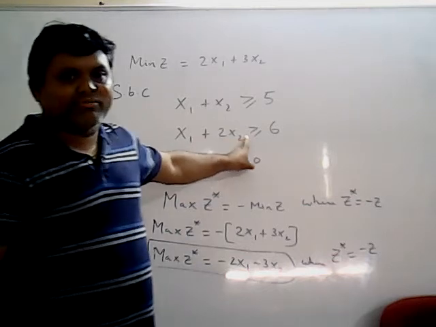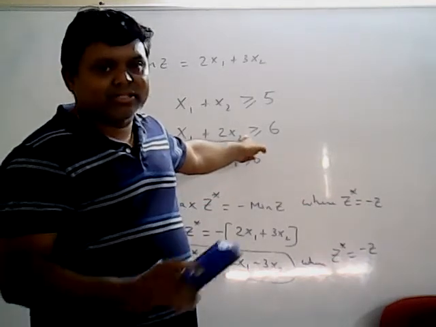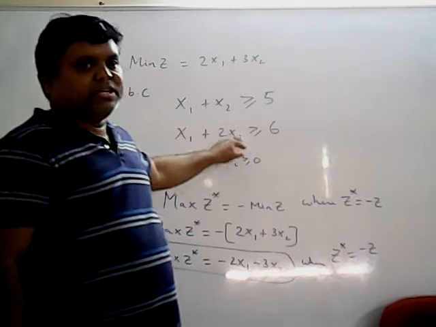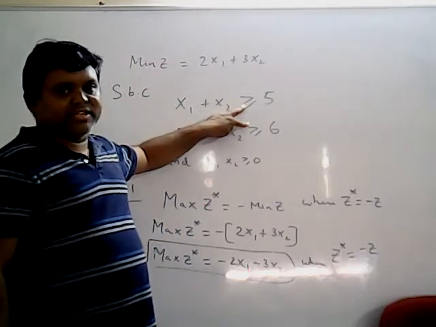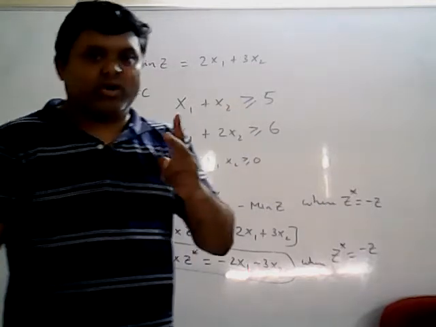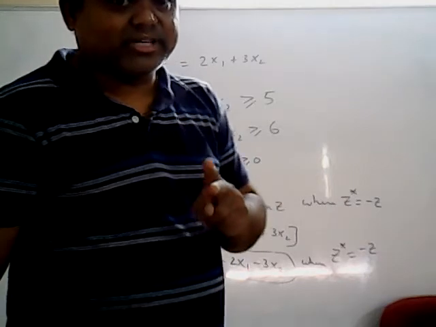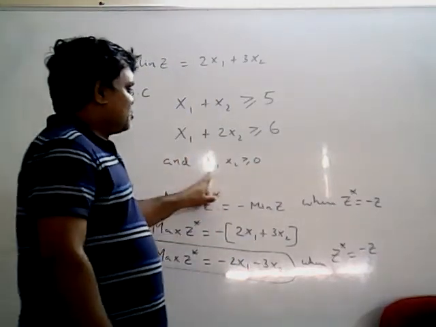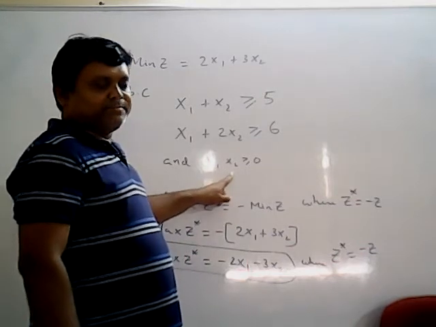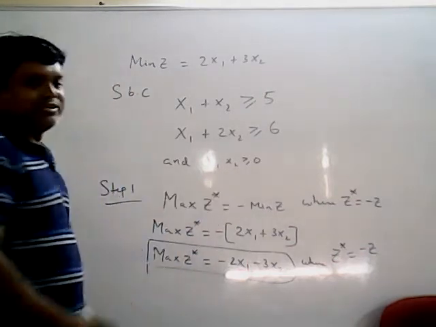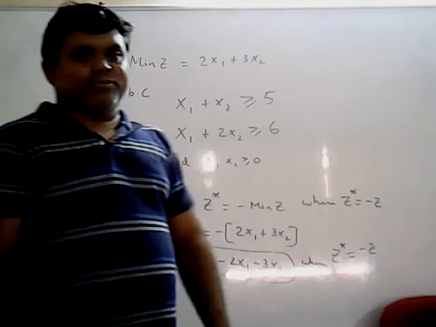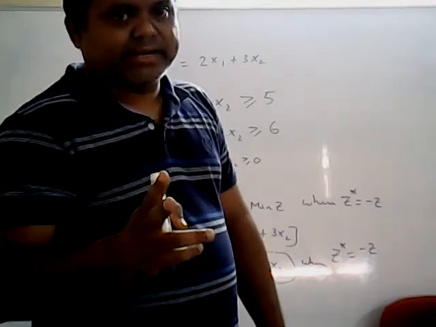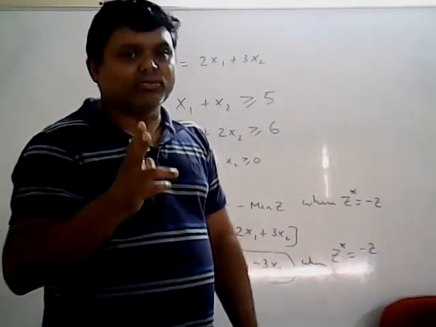That means you don't require slack variables. Slack variables are not required for this LPP. Now, how many greater than or equal type constraints are there? Two are there. That means two surplus variables are required. So the original problem x1, x2 is completed. The surplus variables required are x3, x4, because two greater than or equal type constraints are there.